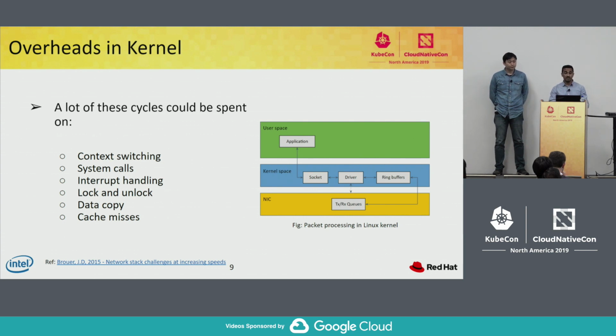Here you can see what overheads the kernel introduces. A lot of these cycles could be spent on context switching, system calls, interrupt handling, locking and unlocking, and copying the buffer from the kernel stack to user space. And there's also a chance of cache misses, and then your penalty is much higher.